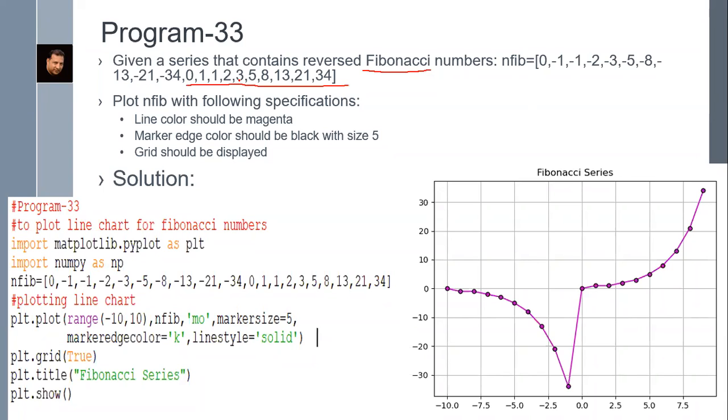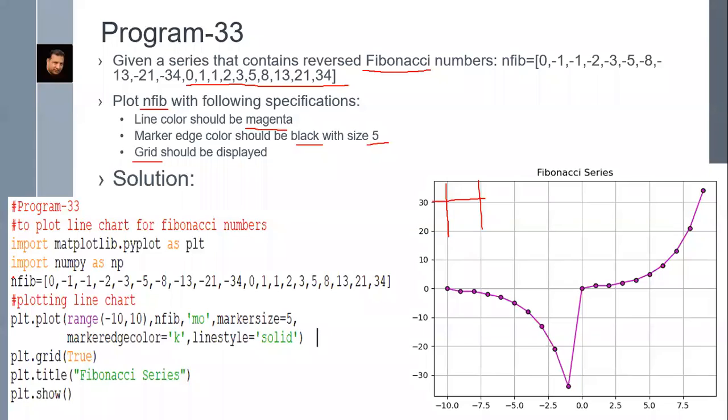Okay, what do we have to do? We have to plot these numbers with the following specifications. Line color should be magenta, marker edge color should be black with size 5, and grid should be displayed. This is called grid. These lines. Okay, let us see the code.